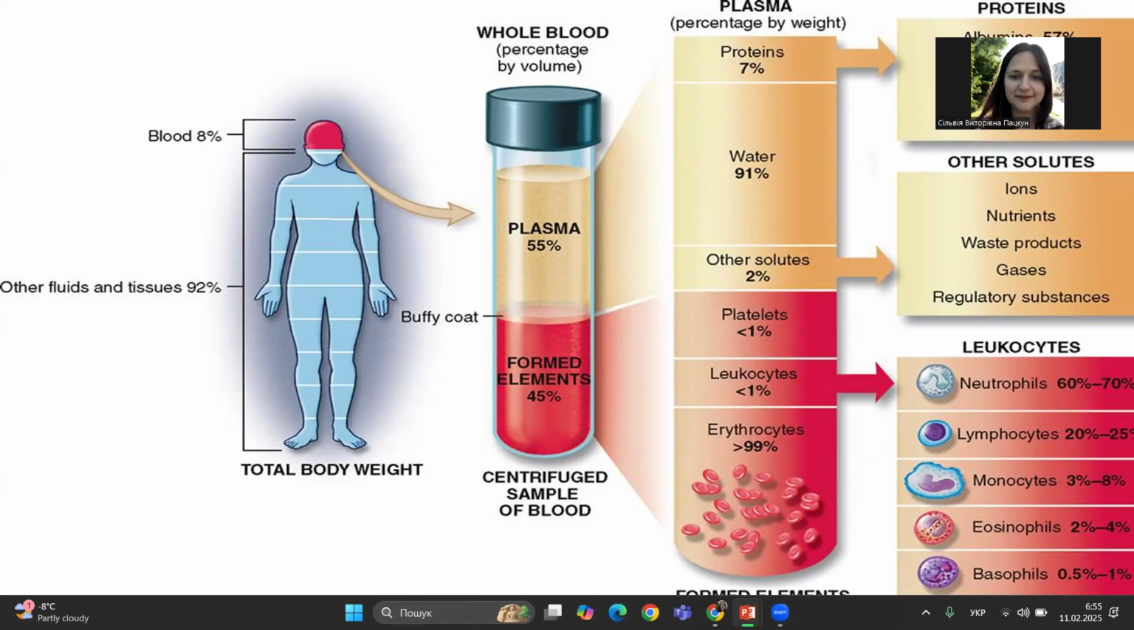Formed elements of the blood. So 99%, even more, is formed by erythrocytes or red blood cells, and it is referred to as hematocrit, the percentage of the red blood cells. And less than 1% is platelets and leukocytes, which make the buffy coat over the hematocrit.